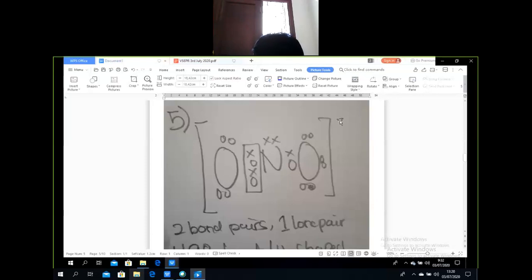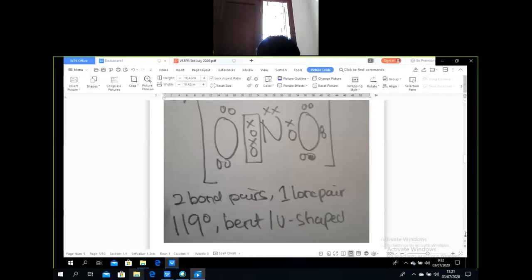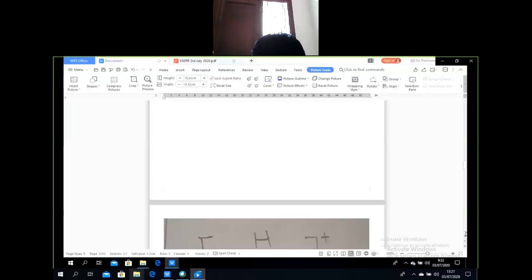So in conclusion, there are 2 bond pairs and 1 lone pair. Okay, so the angle is 119 degrees. The shape is V-shaped.